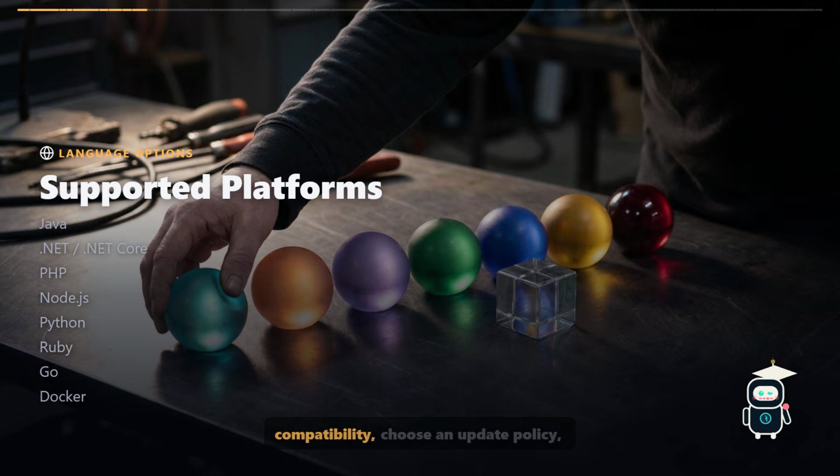Test application compatibility, choose an update policy, and remember that major platform branch changes still require deliberate planning. Elastic Beanstalk reduces platform maintenance work. It does not remove your responsibility for application dependencies, configuration, and security decisions.